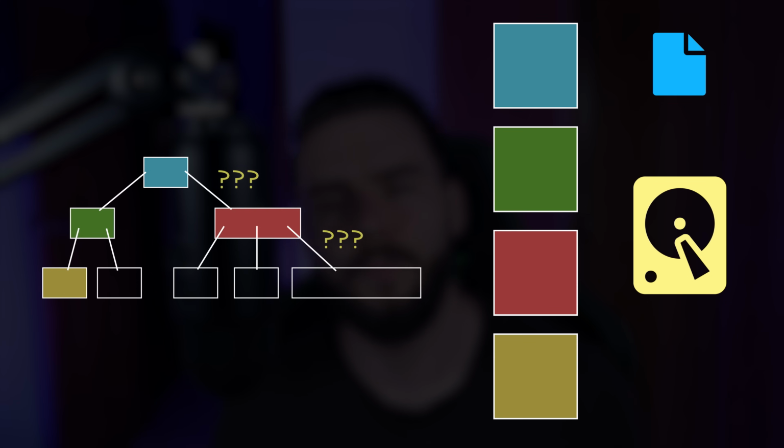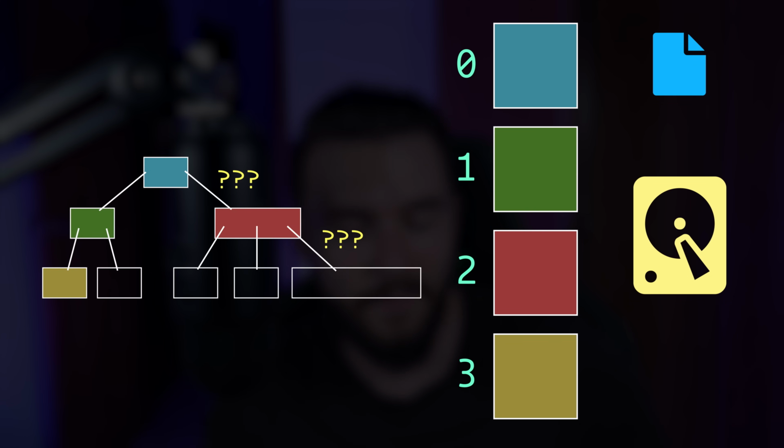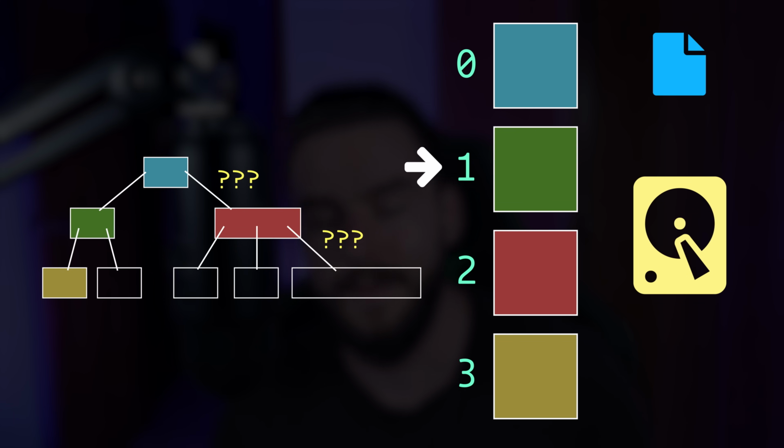Also, how does a node point to its children? Well, children pointers are basically block numbers. We start counting blocks at 0, and then we can point to any of them and jump to any of them in the file by multiplying.